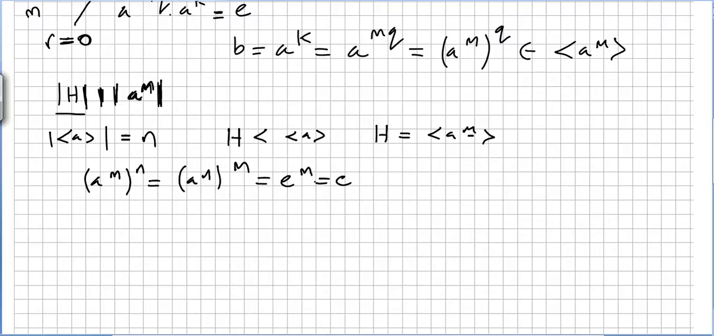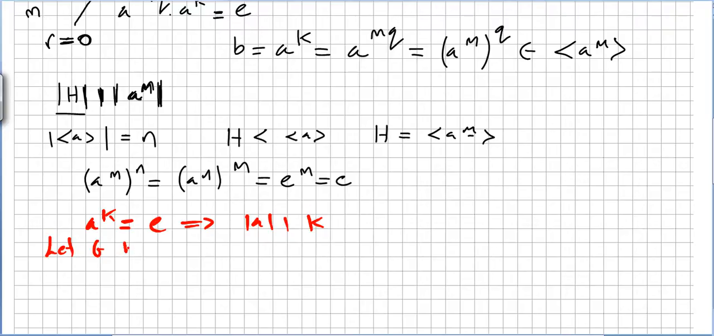Now, I'm going to use the corollary of the other theorem, where we said that a to the power of k equals the identity implies that n divides k. Okay, I'm going just to remind you.